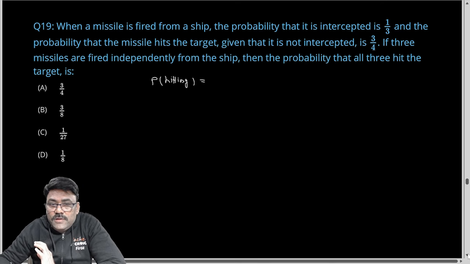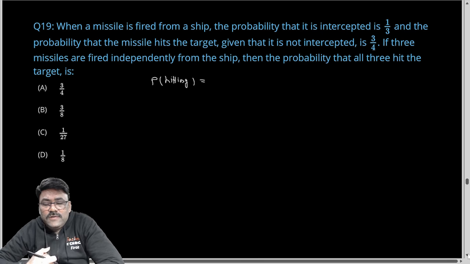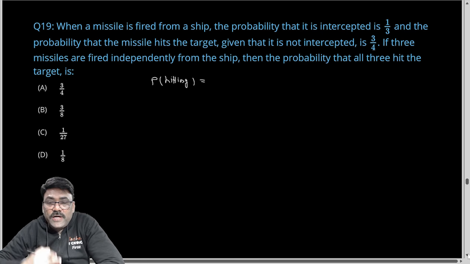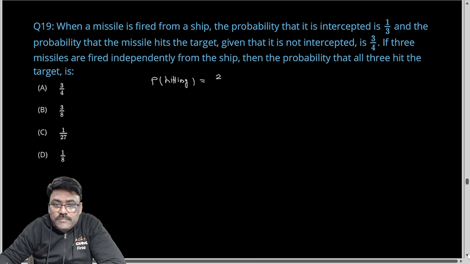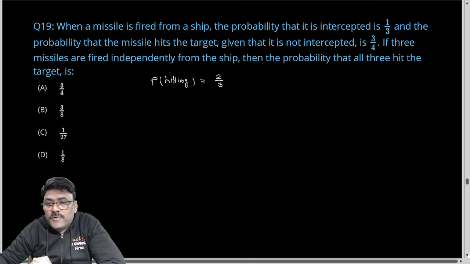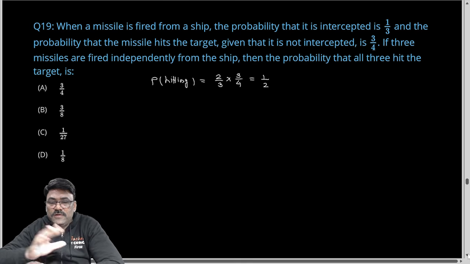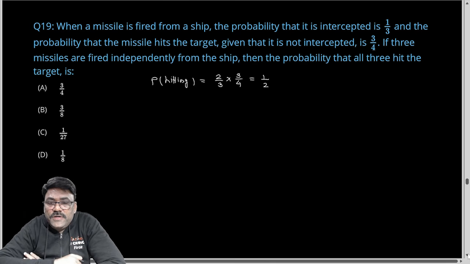So see, the missile hits the target only when it is not intercepted and then it hits the target. So probability that it will not be intercepted is 2 by 3. See, it will be intercepted, its probability is 1 by 3. Not intercepted, 2 by 3. And if it is not intercepted, then probability of hitting is 3 by 4. So hence half is the probability of hitting a target. When a missile is fired, half is the probability of hitting the target.